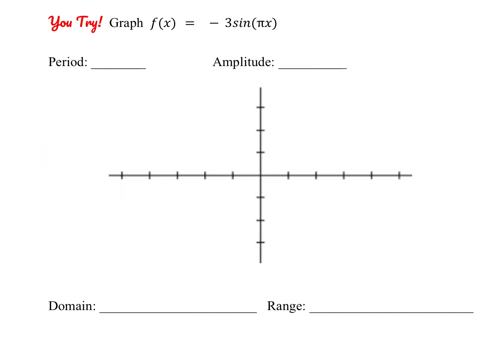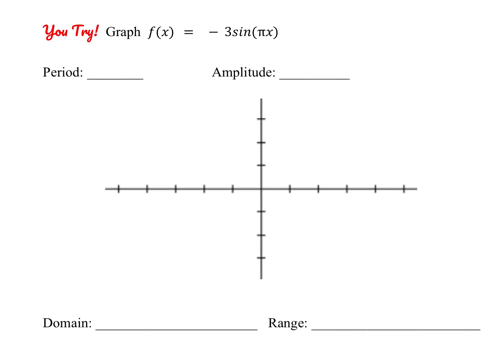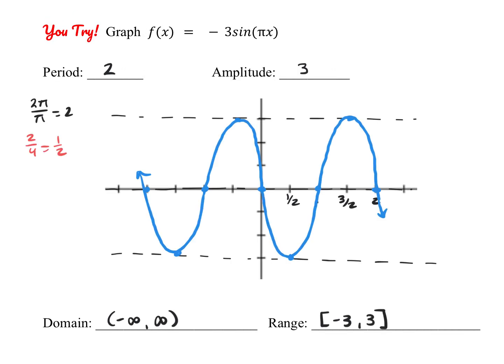All right, here's the last example. So one last time, please pause the video. All right, go ahead and check here. We do have a period change. 2 pi divided by pi is 2. So I split that into 4 pieces, which is why I'm scaling by 1/2. My amplitude is 3, not -3. It's 3. And my midline is still at 0 because I did not shift up or down.